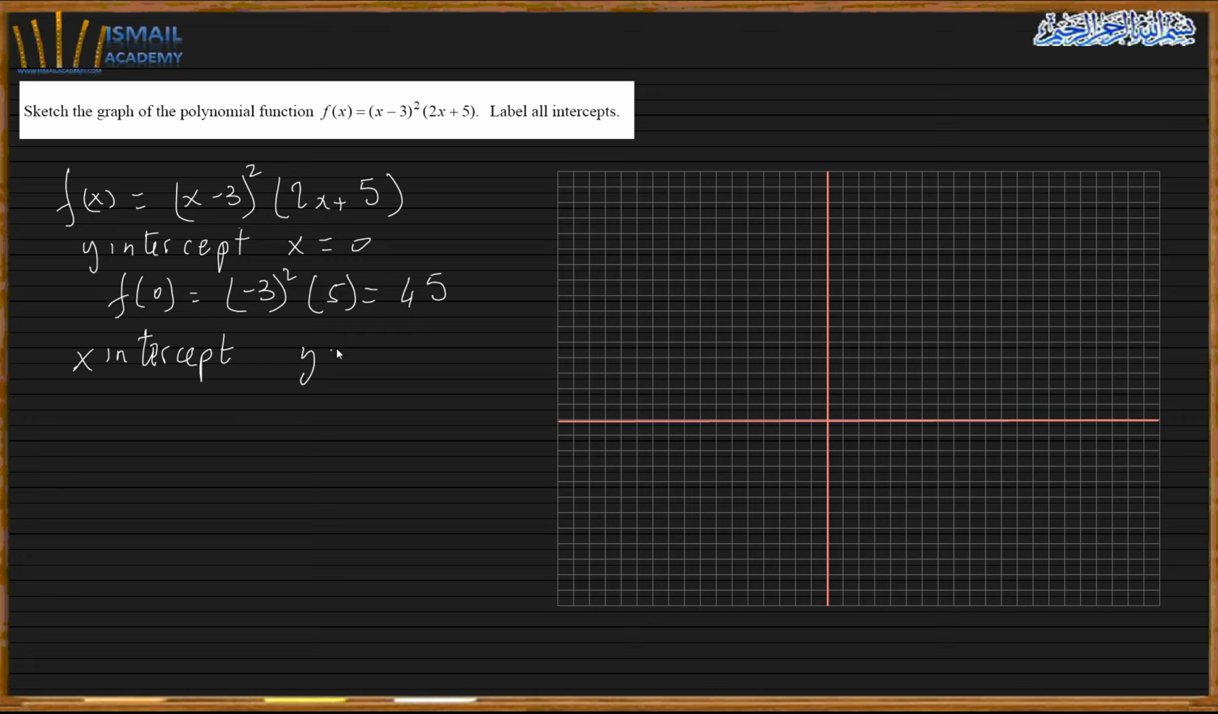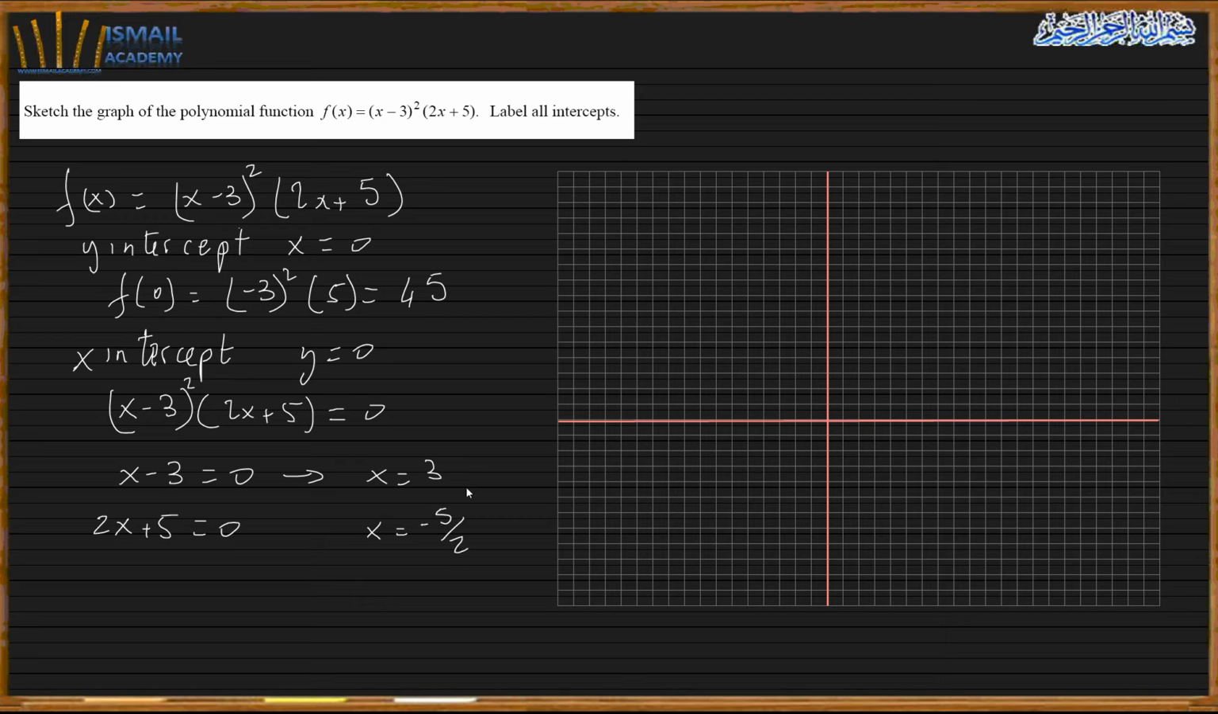So what I do, I make y equal 0. So I will have (x − 3)² (2x + 5) = 0. If the product is equal to 0, that means one of them is 0. So what I do, I make both of them equal 0: x − 3 = 0 and 2x + 5 = 0. When I solve here, I get x = 3, and when I solve here, I get x = −5/2.